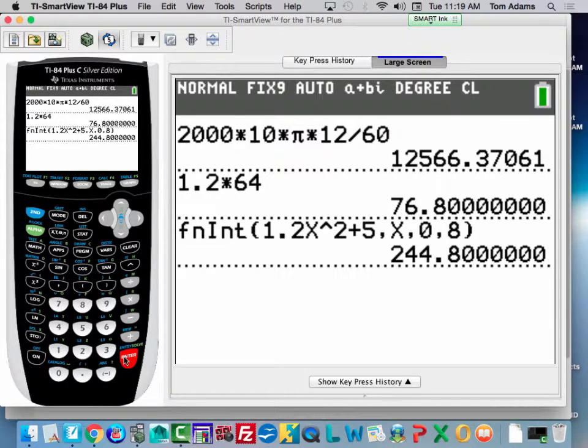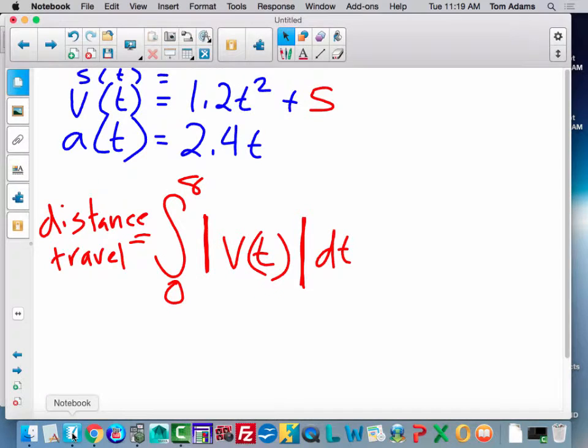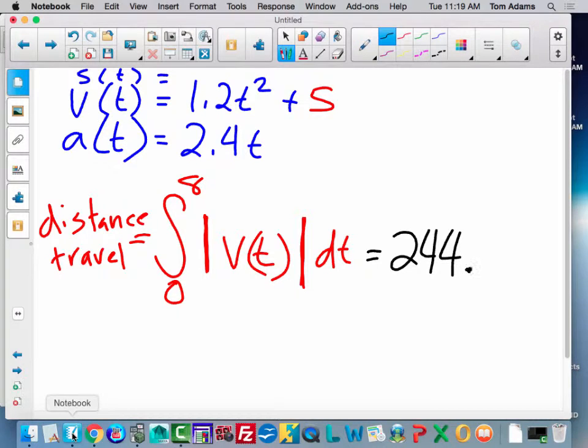What is that? The answer. The distance traveled. No, my question, 244.8 is a number, but what does that number represent? Miles. Right? Because we calculated miles per hour, right? But we've got to remember that it's miles per hour.